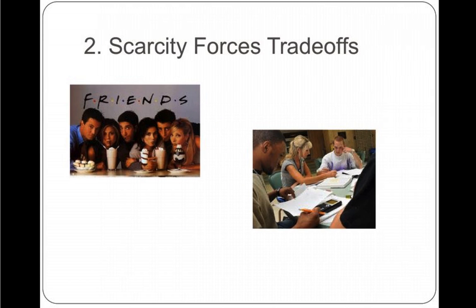Number 2, scarcity forces trade-offs. Again, it would probably have been nice if you were out with your friends or doing something on the first or second day of school, but instead I assigned some homework and you're doing some studying. Scarcity forces trade-offs. We can't get everything that we want. The classic example is time: you need to study so you can get some good grades, or spend some time with friends, which is just as important as well. So there are lots of trade-offs that we face in life.